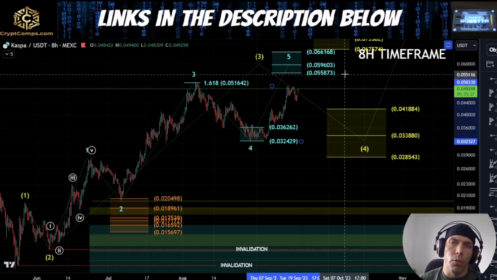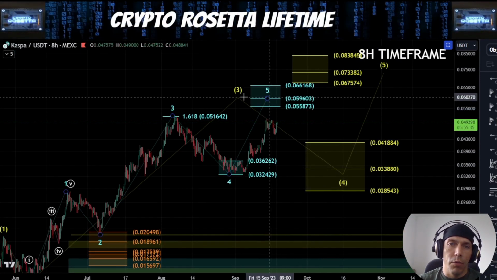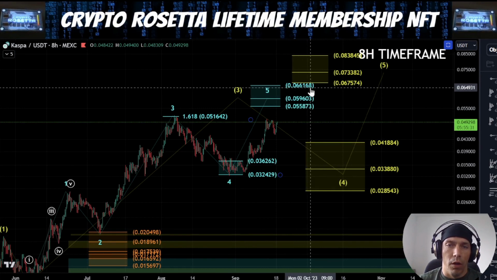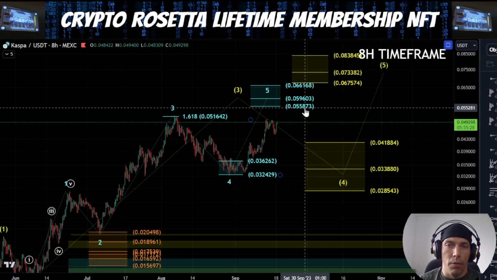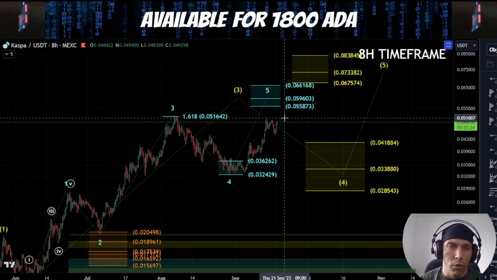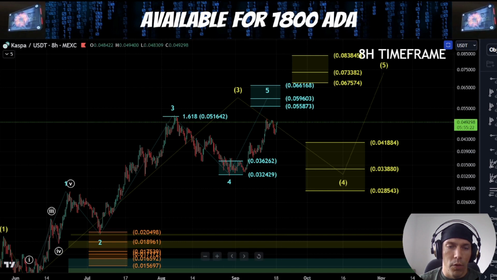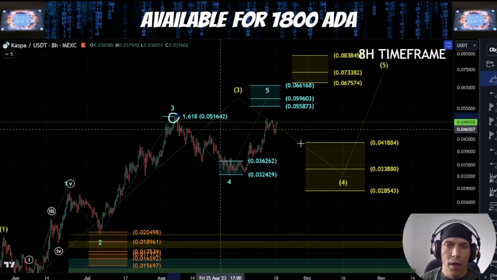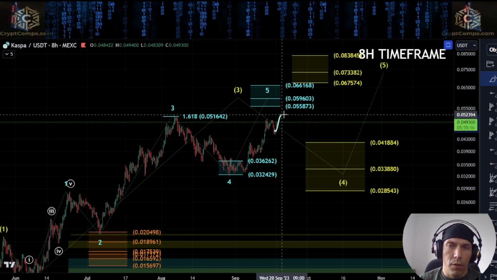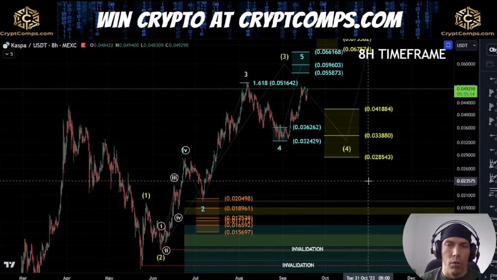Now what we're looking for here is the most common target area for this wave 5 would be here at this 0.66168 to this 0.55873. Now we can see here that we are encroaching towards the top end of this move. If we do break this wave 3 high, we need to be a little bit careful that we could still look at this move just having a small break and then having this continuation down.